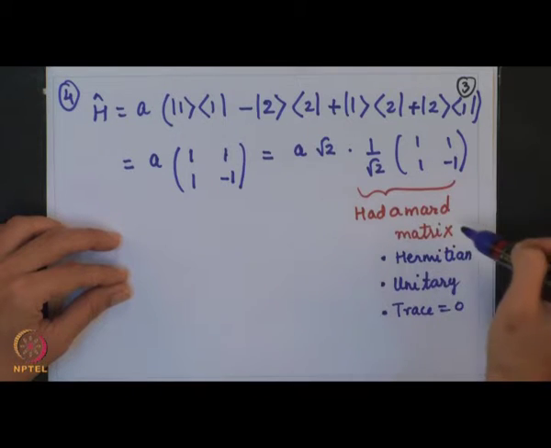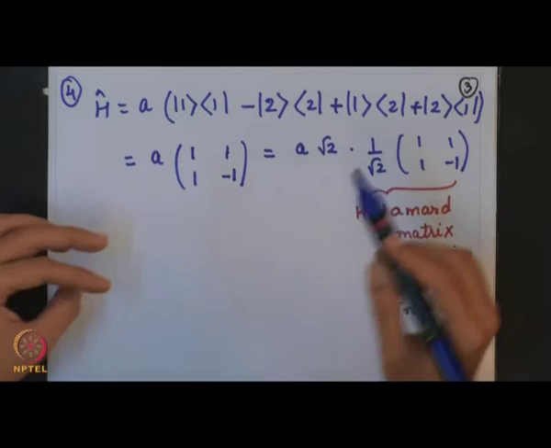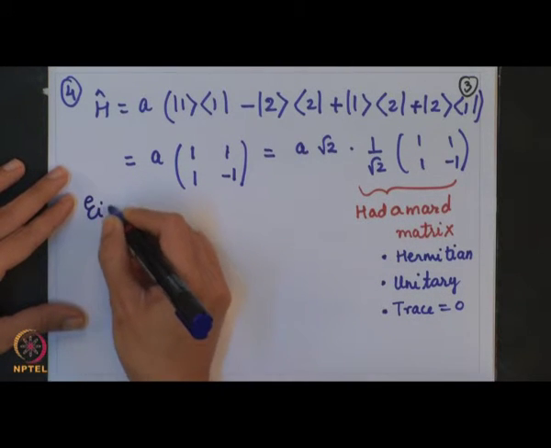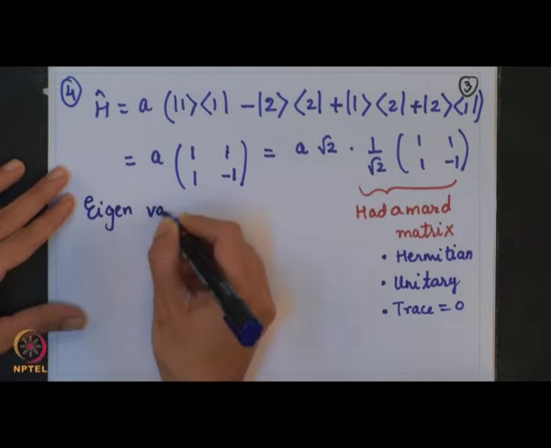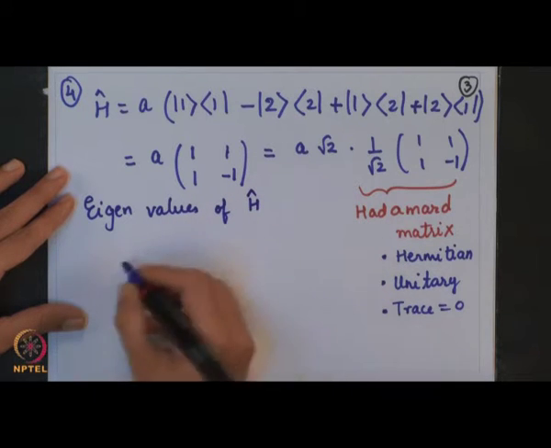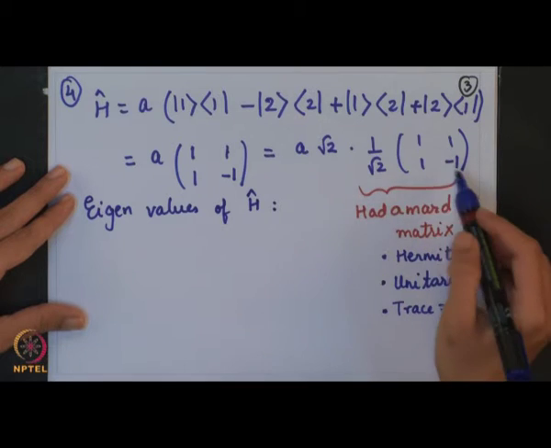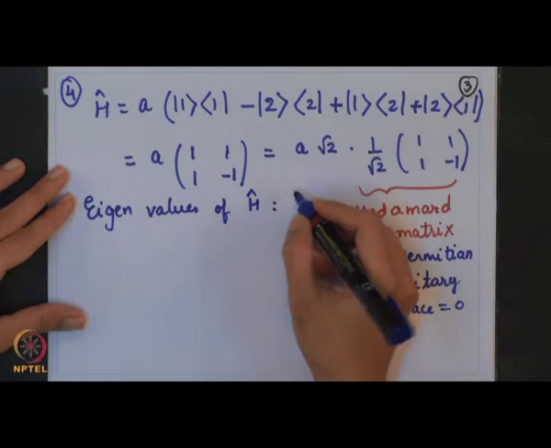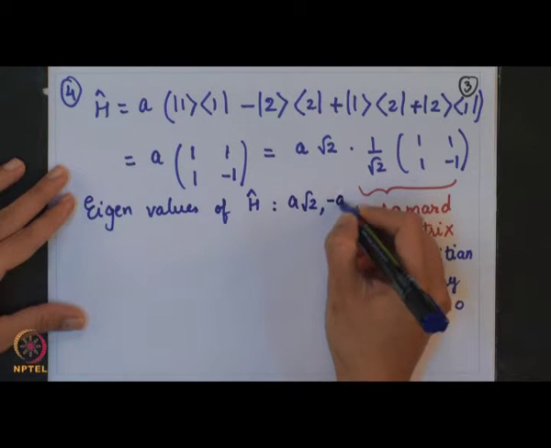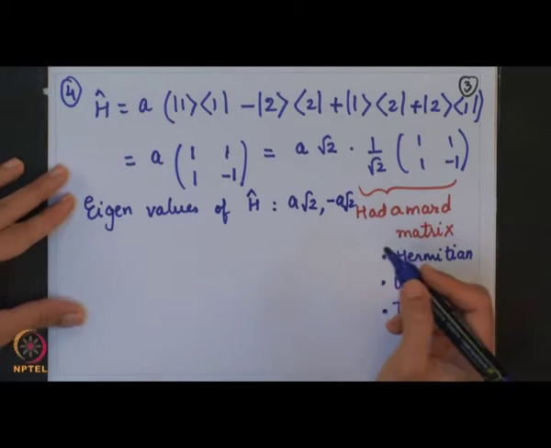So, these are the three properties of the Hadamard matrix, and since you know the eigenvalues of this matrix, which are 1 and minus 1, you can easily obtain the eigenvalues of the operator H. For 1 and minus 1 of the Hadamard matrix, it will be A root 2 and minus A root 2. So, these are the two eigenvalues.